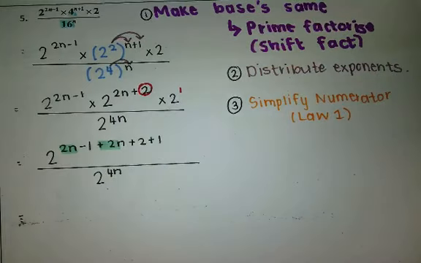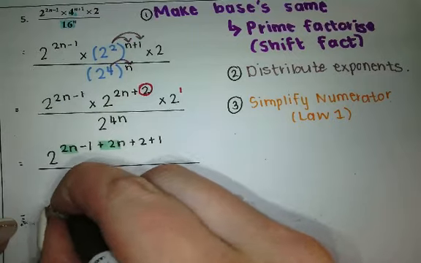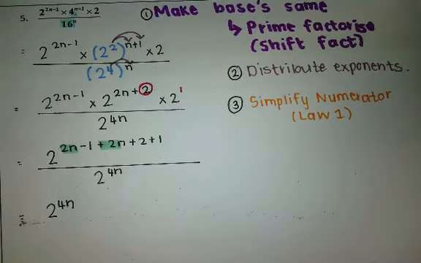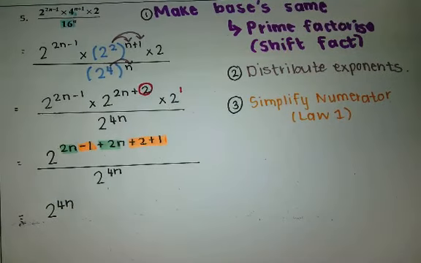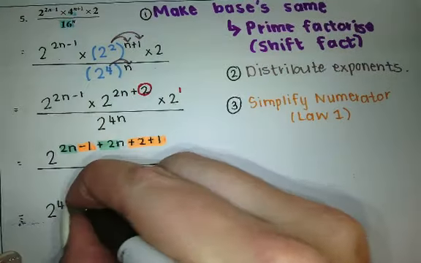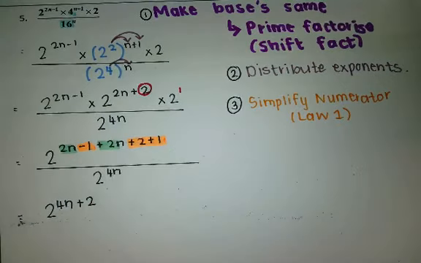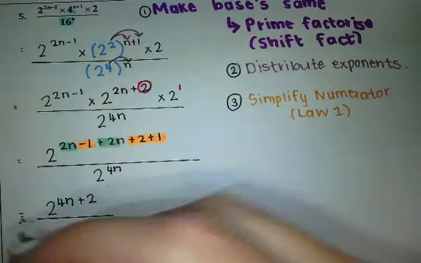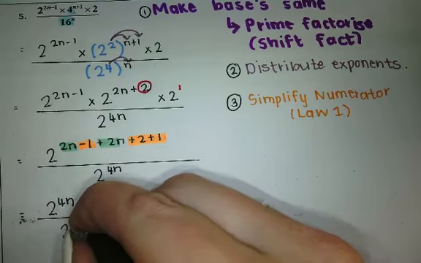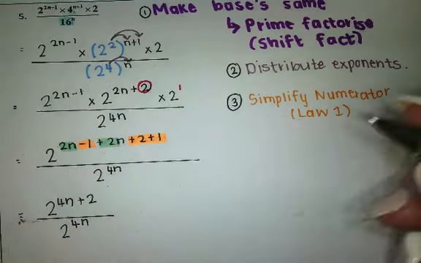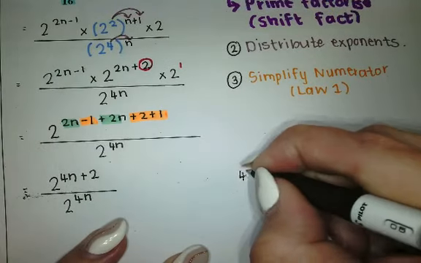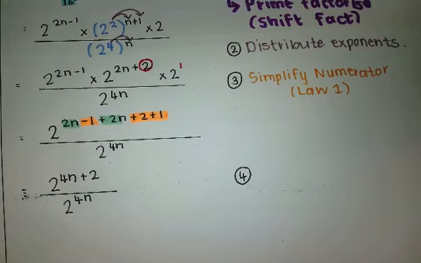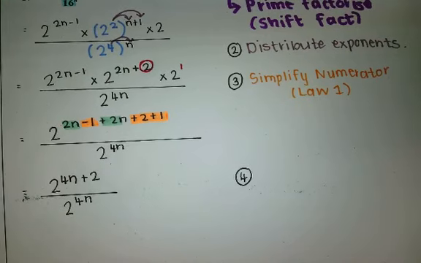Right, let's look for like terms in our exponents. Grade 10, we've got 2n plus 2n, which is? Okay, so we're going to have 2 to the power of 4n. Minus 1 plus 2 is 1. 1 plus 1 is 2. So 2 to the power of 4n plus 2, all divided by 2 to the power of 4n. Okay, are you guys okay? Right.